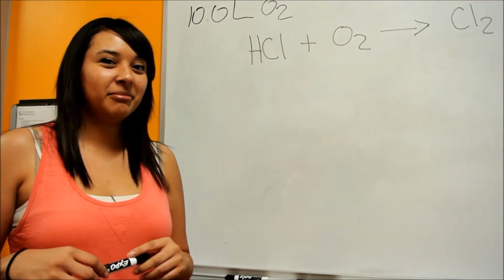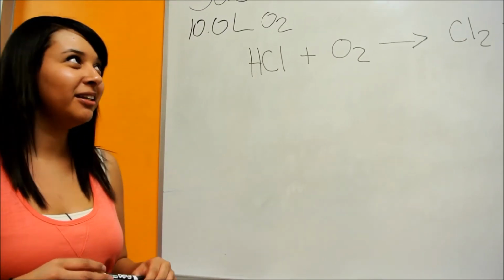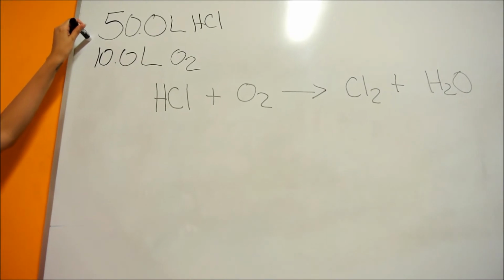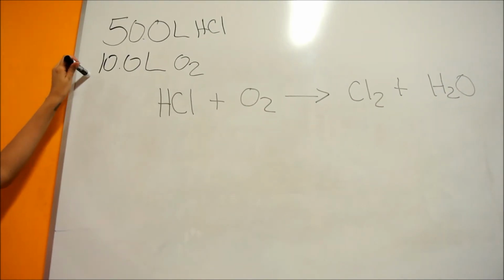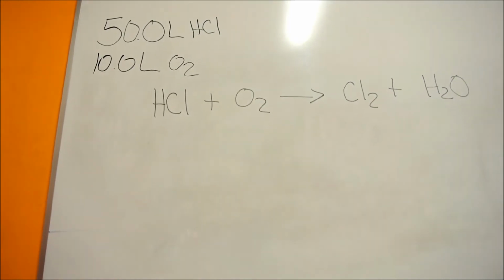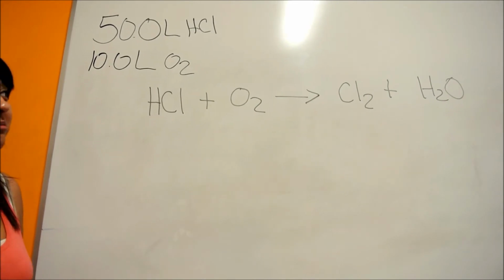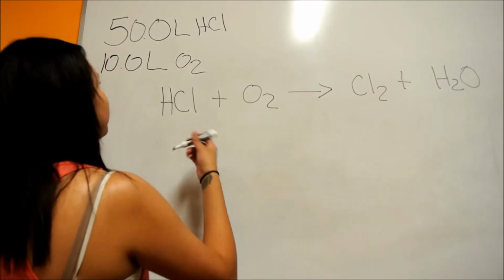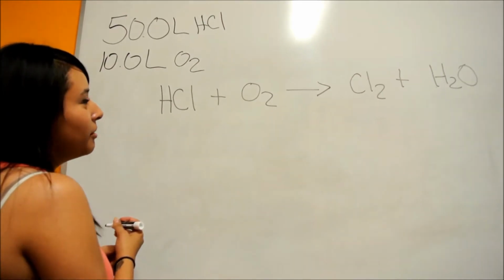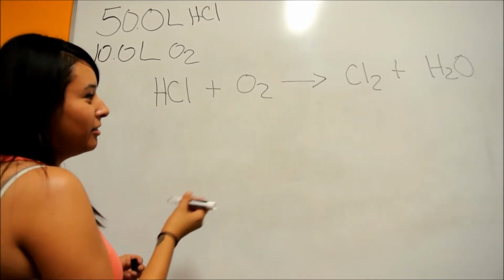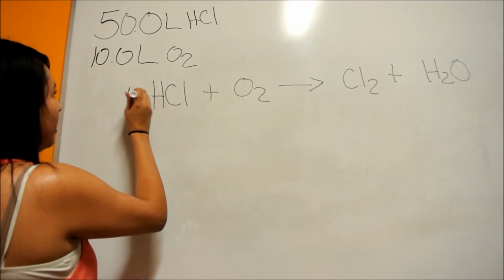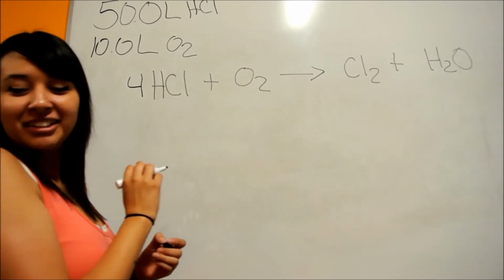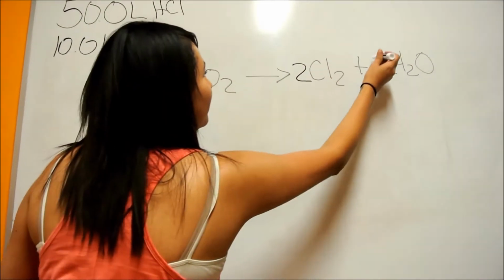Hi, my name is Jessica and I'm going to be doing problem number 73. The problem gives us 50 liters of hydrochloride gas and 10 liters of oxygen gas, and they want to find out how many liters of chlorine gas that makes. So first of all, we're going to balance out this equation because it's unbalanced right now. So that would mean we have 4 here, 2 here, and 2 here.